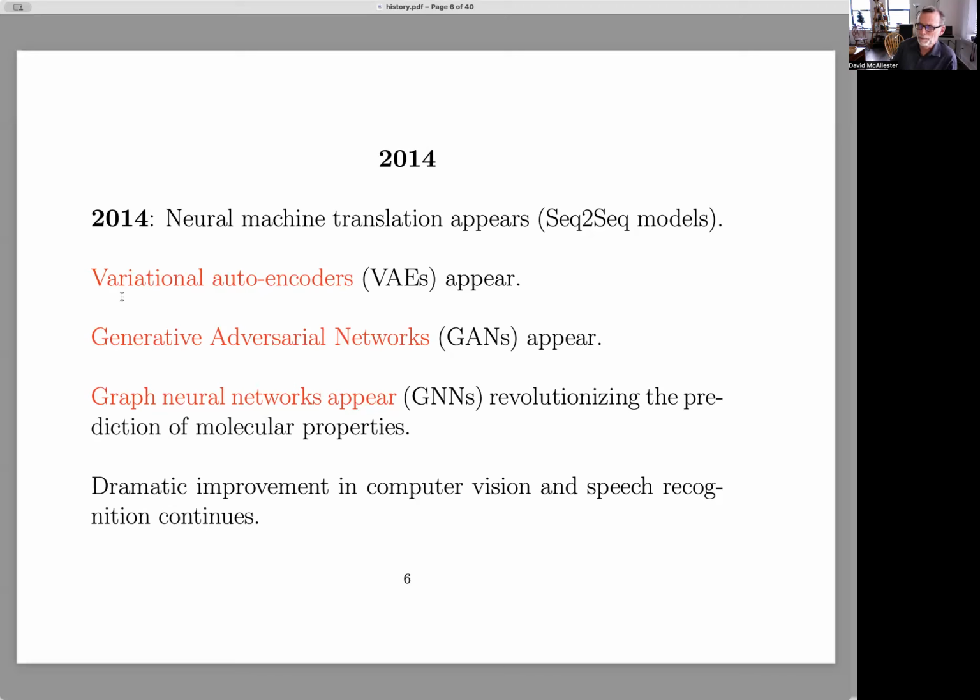Graph neural networks appear. Graph neural networks are particularly important for predicting the properties of molecules, where the organic molecule can be viewed as a graph on atoms. So in 2014, we're also continuing to see dramatic improvement in vision and speech recognition.